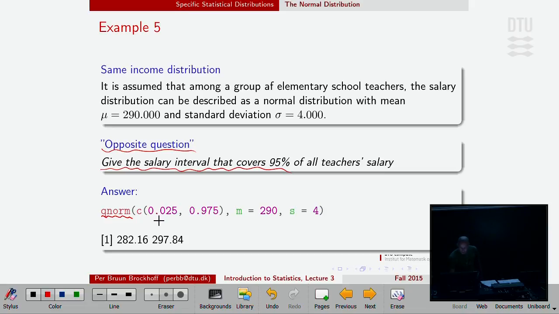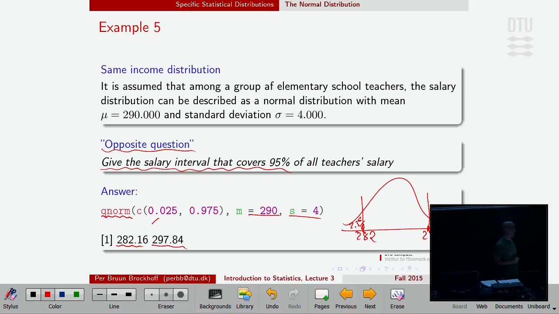I can just tell R to say, give me the points. I can tell R, give me the point where I have 2.5% and where I have 97.5%. Tell me what these numbers are in this normal distribution with the mean 290 and this one. And the way I put the question, there could be other choices, but now I choose the one with 2.5% in each tail. These are 282 and 298 when I do the rounding. Plus minus 2 standard deviations, basically.